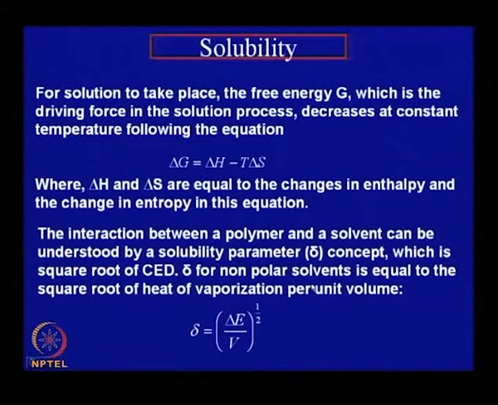Delta for non-polar solvents is equal to the square root of heat of evaporation per unit volume, under square root. And this delta or solubility parameter can be calculated if we know the repeat unit formula of a polymer, if we know the chemical formula of a solvent. So, we can calculate the solubility parameter value of a solvent as well as a polymer.